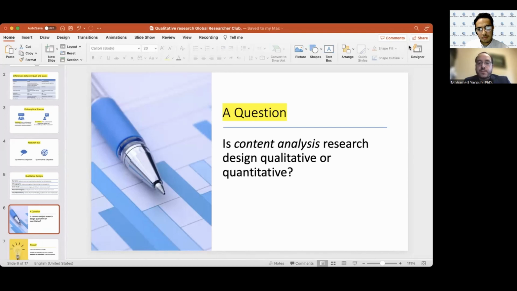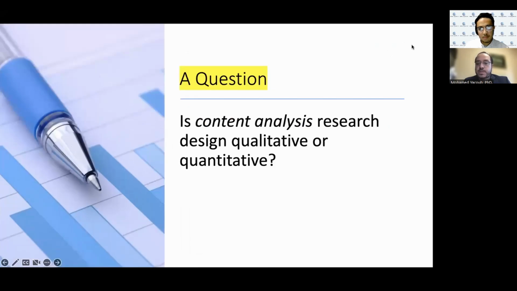Well, I'm not sure if someone is interested in answering that. If someone wants to answer that, I'll be more than happy to hear the answer. If not, I can just give you the answer. Would someone like to give me an answer to this? Content analysis. You have a content and you want to analyze that. Is that considered qualitative or quantitative? Someone like to answer?